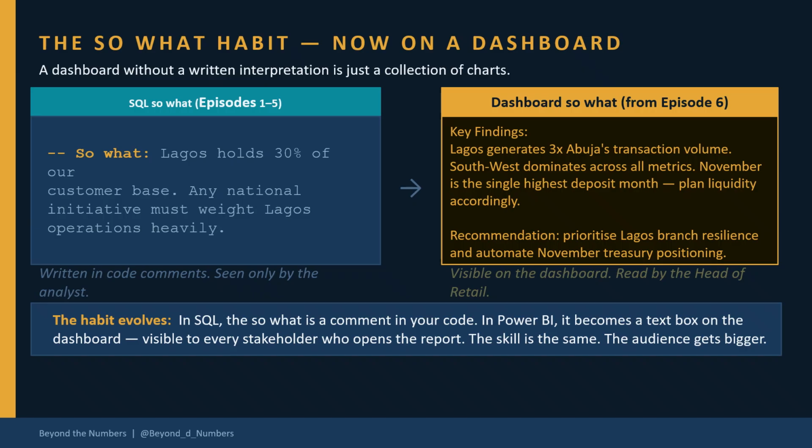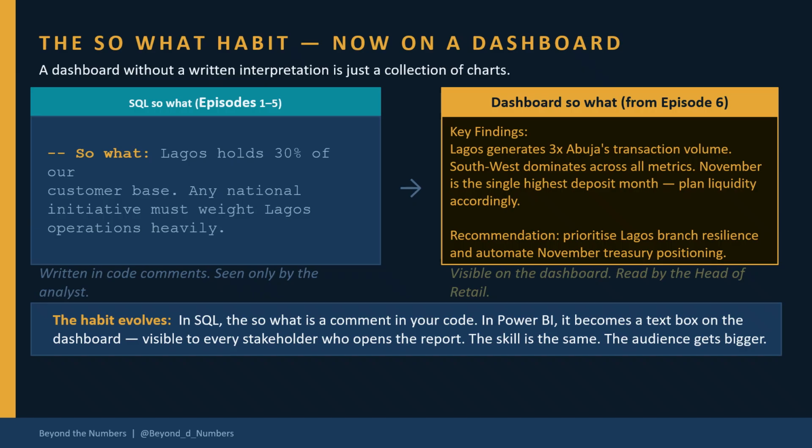This is what we want to see. We want your stakeholders to see your so what. It's a text box visible to everyone who opens the report. The head of retail, the chief financial officer, the board, they can all see the so what. Look at the right side of this slide. Not just Lagos is big. Lagos generates 3 times Abuja's transaction volume. Not just November is busy, but plan liquidity accordingly. Not just Southwest leads, but also prioritize Lagos branch resilience.